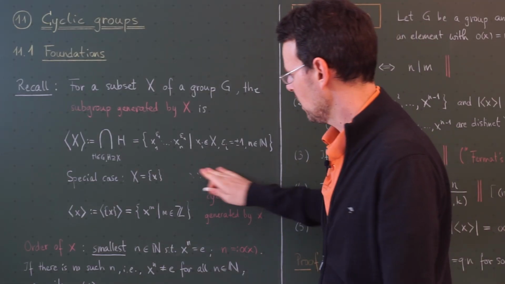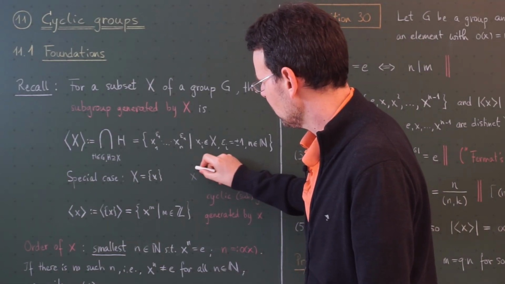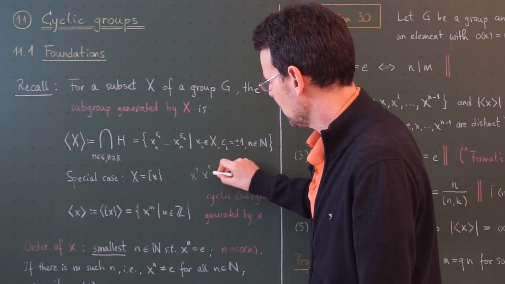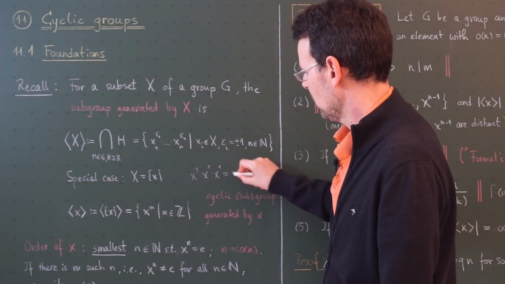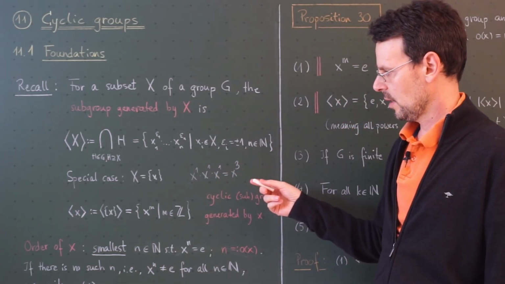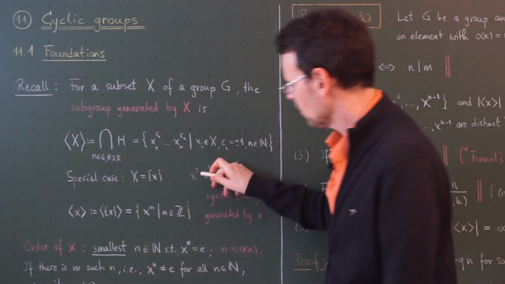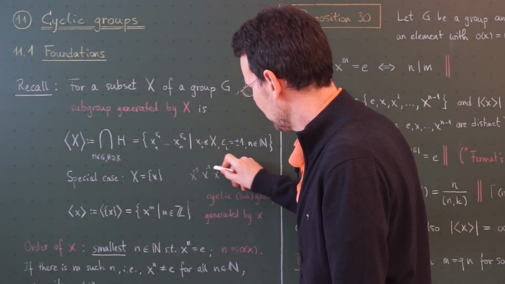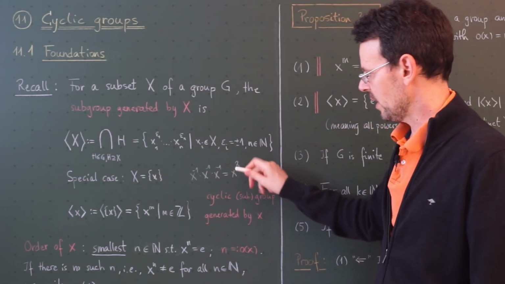So nothing new. Another word could look like that. X to the 1 times x to the 1 times x to the 1. This would be the third power of x. And so on. And of course, I could have here x to the -1, x to the -1, x to the -1.